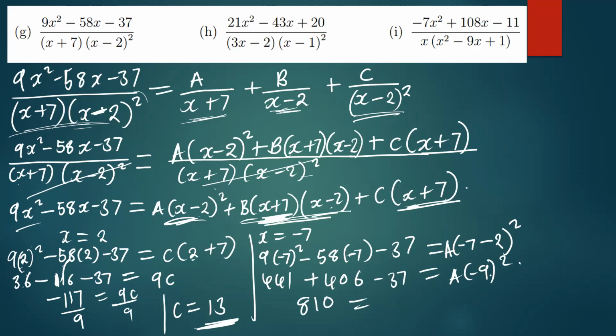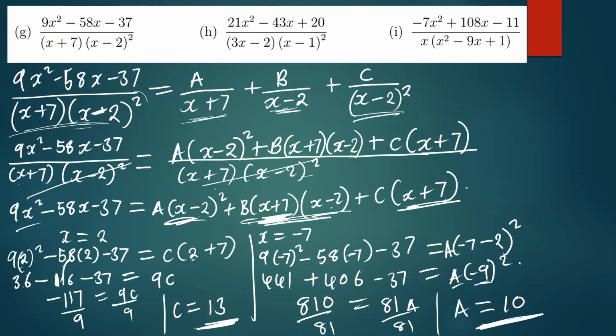Then we say this is equal to -9 squared, which will give us what? 81 times a. We'll have 81a. So 810 over 81, over 81. So the value of a is simply just going to be what? 10. So it's very simple. This is how you deal with partial fractions.